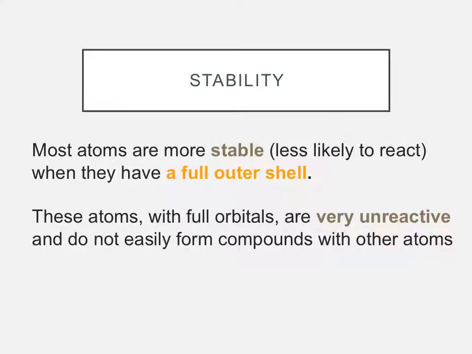Most atoms are more stable, meaning they're less likely to react, if they have a full outside shell. Atoms that naturally have a full outside shell are very unreactive. These are what are called your noble gases. They don't form compounds easily with other atoms. But most atoms don't have full outside shells naturally, and that's why they're going to form bonds. They're forming bonds to become more stable and fill up their outside shell. So in our next set of notes, we're going to talk about how bonding works that we care about for biology.